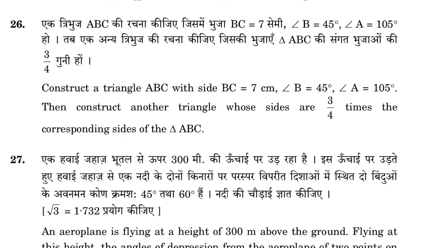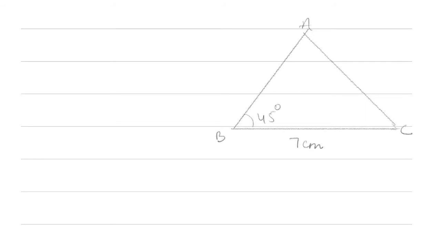26th question. This is a question on construction, and first we have to construct a triangle ABC such that BC is equal to 7 centimeter and angle B is 45 degree and angle A is 105 degree.